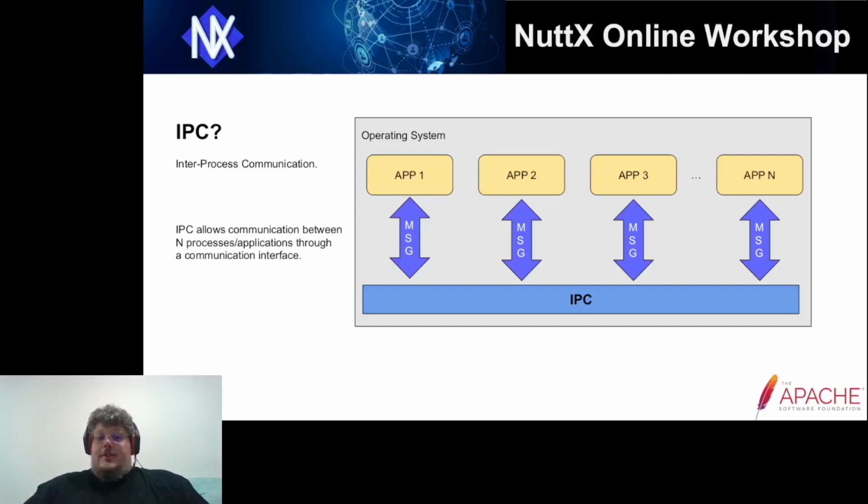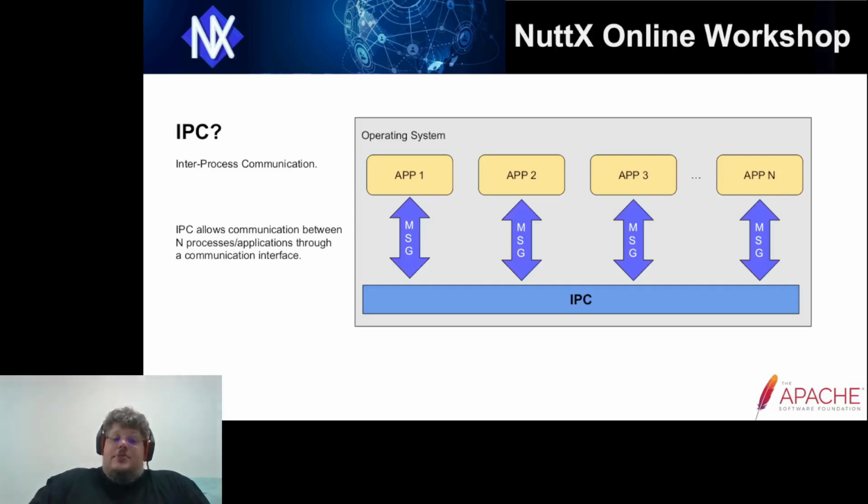IPC can be done in 2 ways. The first way is by shared memory between processes, and the second one is by exchanging messages from app to app. In this second way, messages are exchanged between one app and multiple applications. This is a safer way to exchange data between different applications and processes. Here in our presentation, in our solution, we use the IPC method by message exchange.